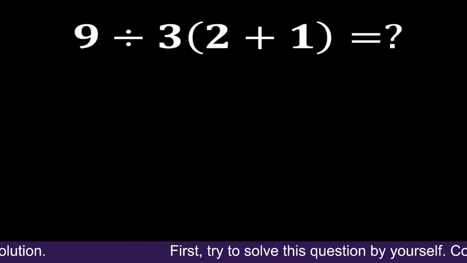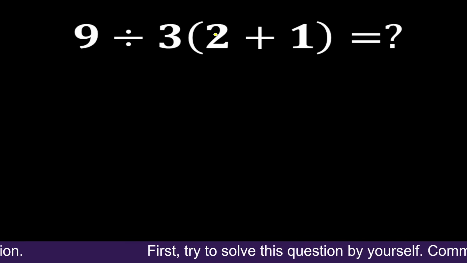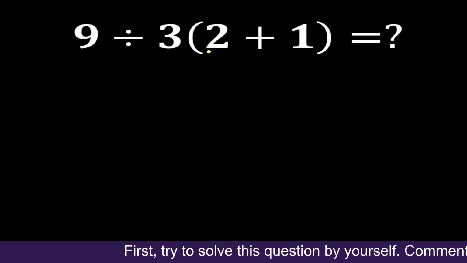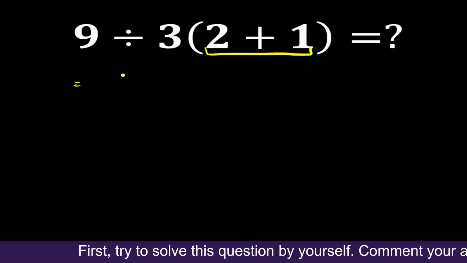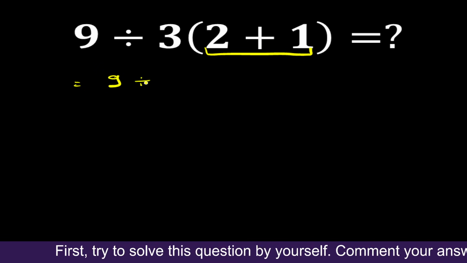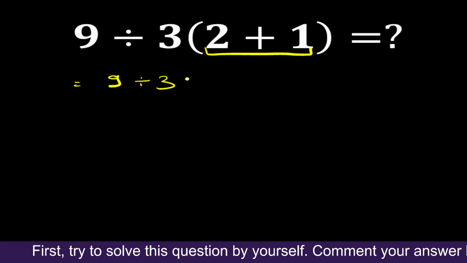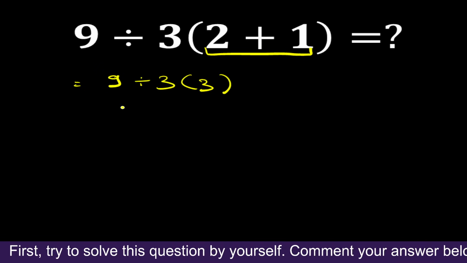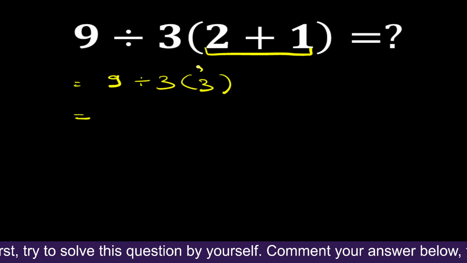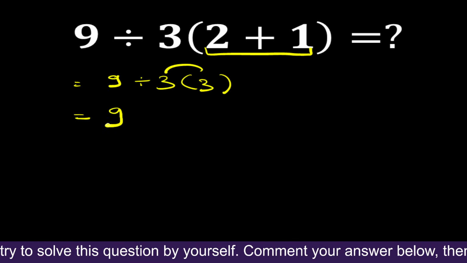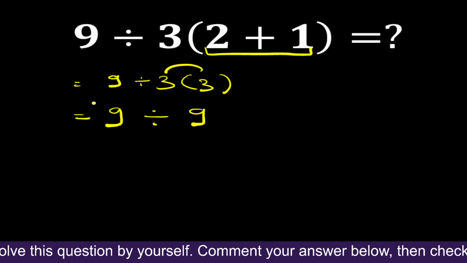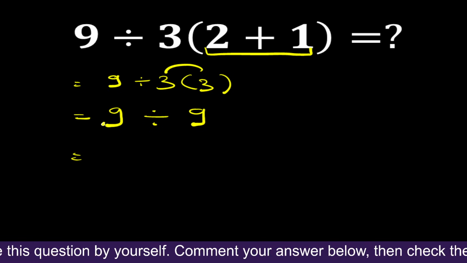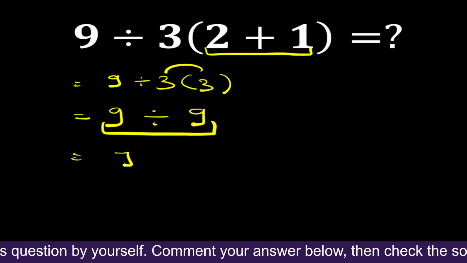Okay, so most people solve this question like 2 plus 1, 9 divide 3, then 2 plus 1 is equal to 3. Okay, then 3 multiply 3. So 9 divide 3 multiply 3 is equal to 9. Okay, then 9 divide 9 is equal to 1.